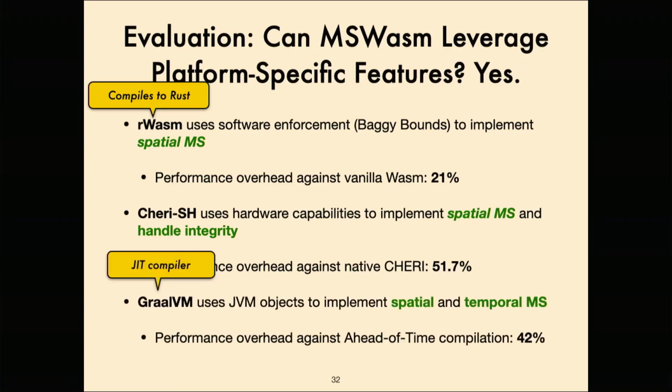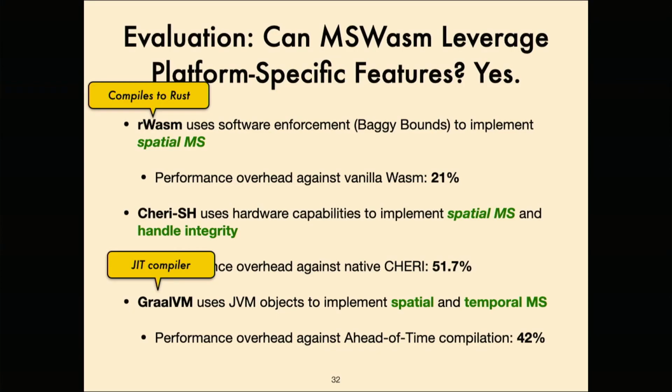Our final compiler is GraalVM, which is a JIT compiler. It uses JVM objects to implement spatial and temporal memory safety. And the question we ask here is whether a JIT compiler is slower than an ahead-of-time compiler, and the answer is yes, and the overhead is about 42%. Note that all three compilers are non-optimizing.